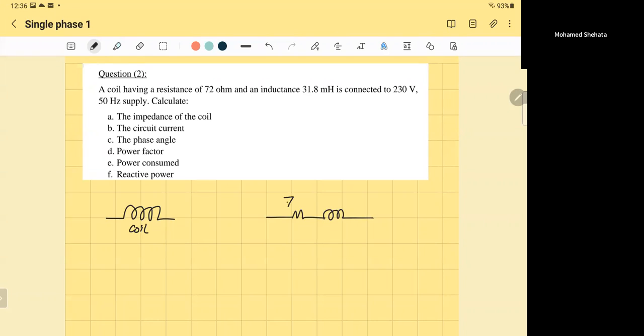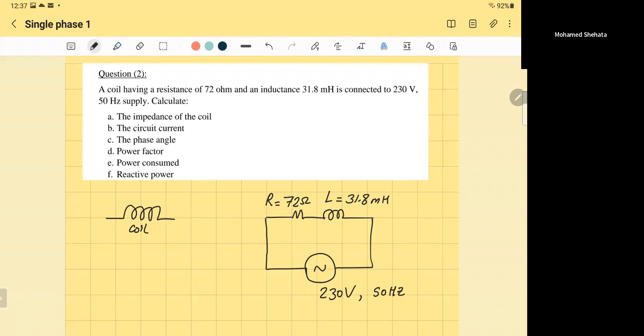The resistance here is equal to 72 ohm, and we call it R, and L, the inductance, is equal to 31.8 millihenry. And it's connected to an AC voltage, and 50 hertz. Usually when we have an appliance in the house, they give the voltage and the frequency. So what is 230 volt? Is it the maximum or the root mean square? The root mean square.